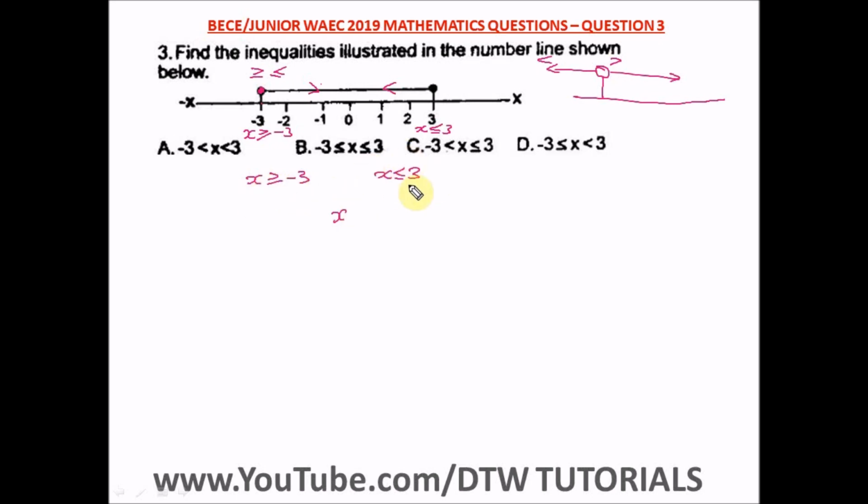So first of all, let's look at this. Okay, so here we have X is what? Less than or equal to what? So it's easy to put this down. Just put this down. X is what? Less than or equal to 3. So for the left hand side now, it says X is what? Greater than or equal to -3.